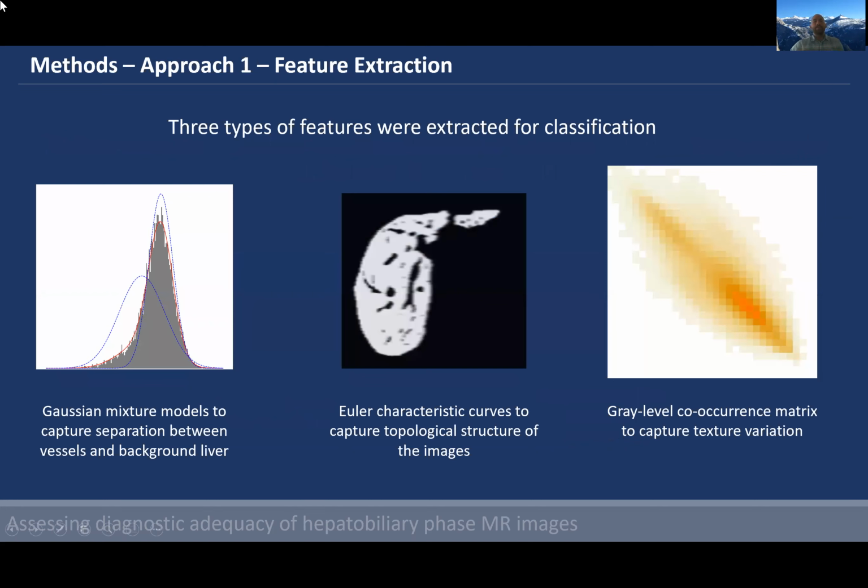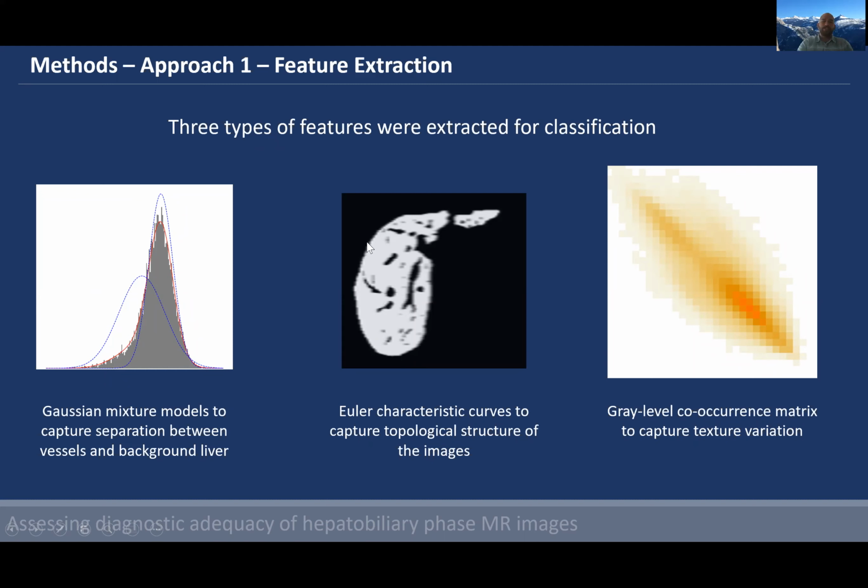Now, after image preprocessing, we focus on 3 sets of what we call handcrafted features, which we extract from 3 separate methods. Okay, so the first is a very straightforward approach. We just apply a Gaussian mixture model. And the reason why we apply this is we want to capture the separation between dark vessels and bright background liver parenchyma. So that's the Gaussian mixture model.